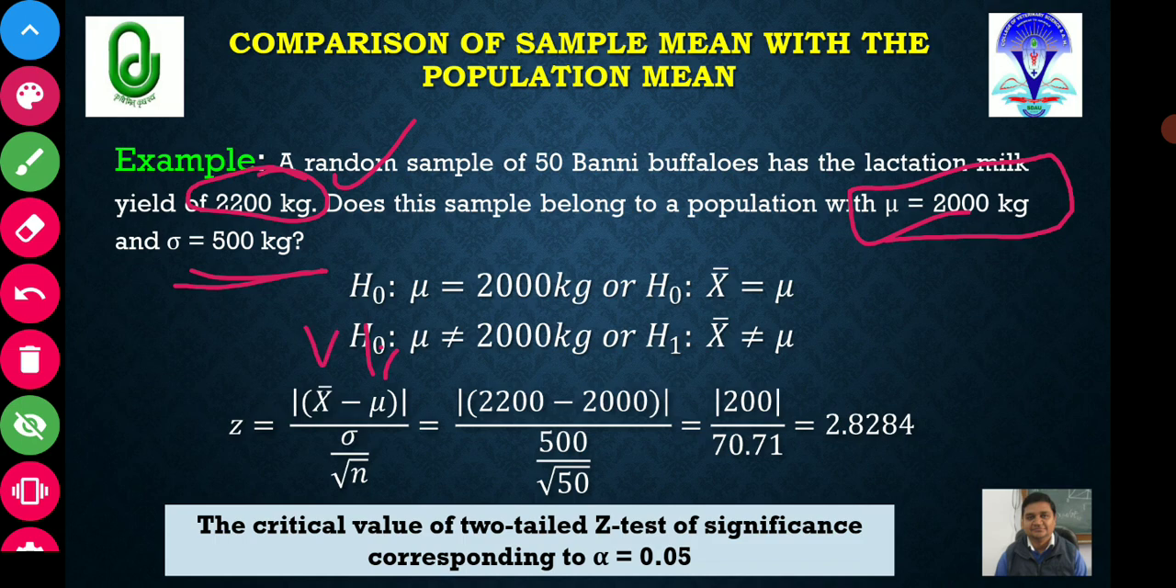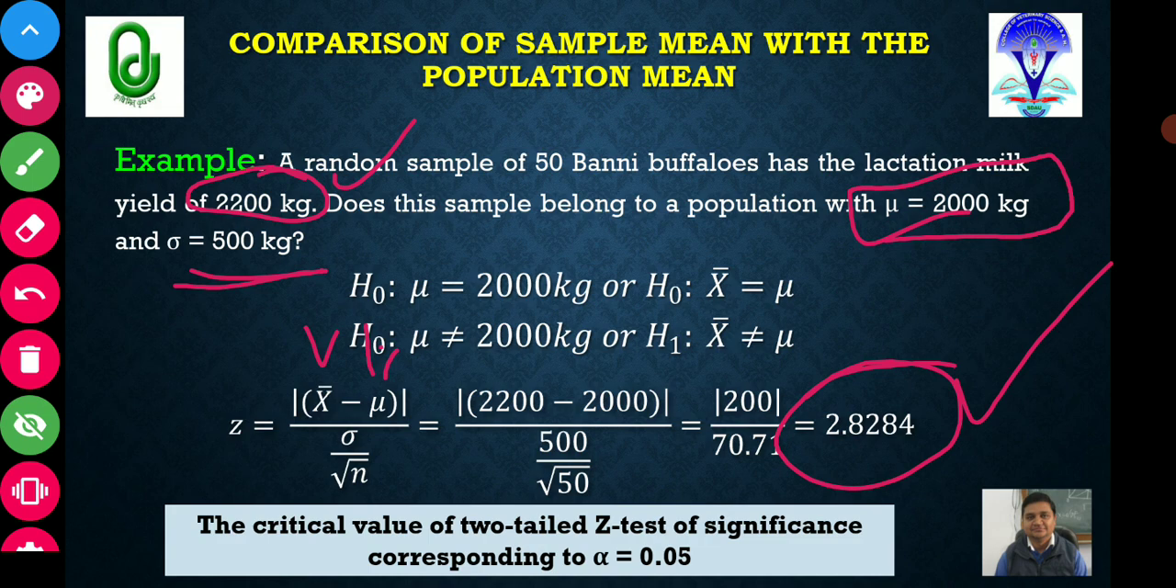Now, come to the test statistic. Z is equal to x bar minus mu, that is sample mean minus population mean, divided by the standard error. So, here 2200 minus 2000 divided by 500 over the square root of 50, that is the sample size 50. By this way you are getting 2.8284. So, this is the value of Z, 2.828.